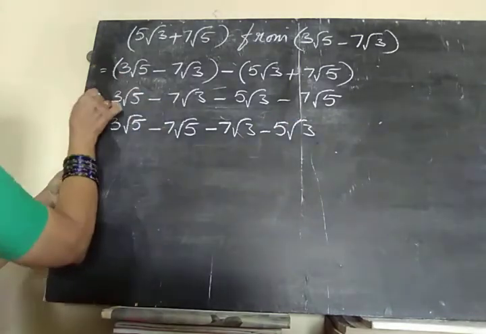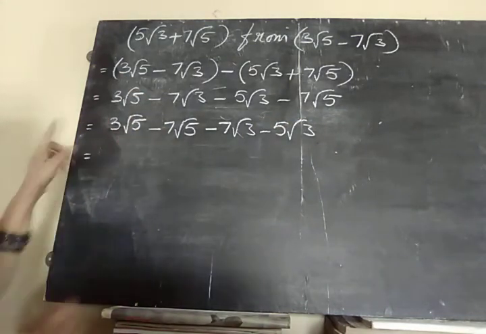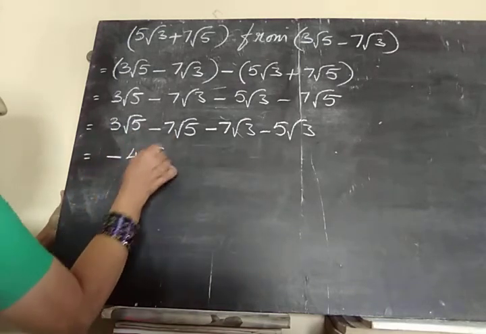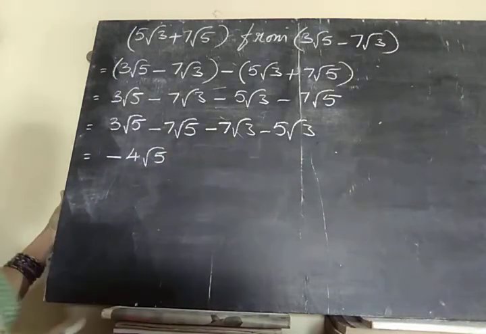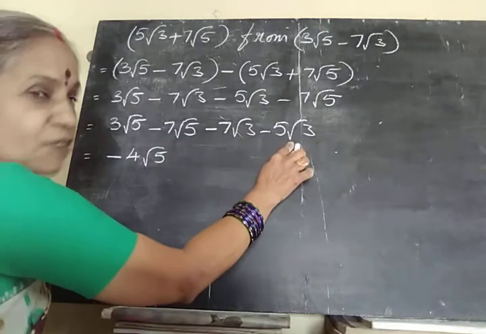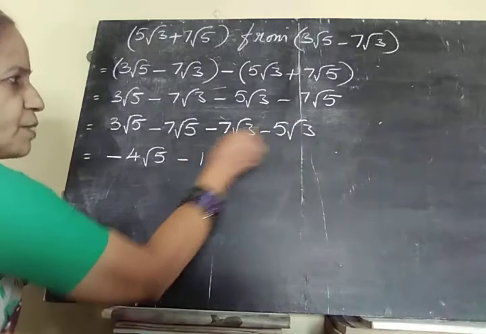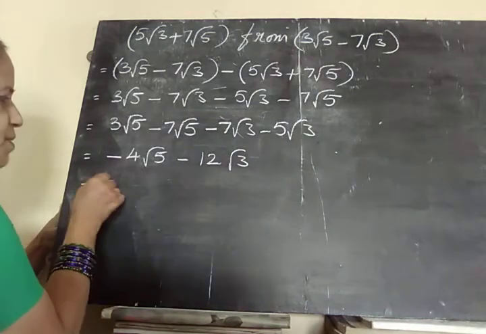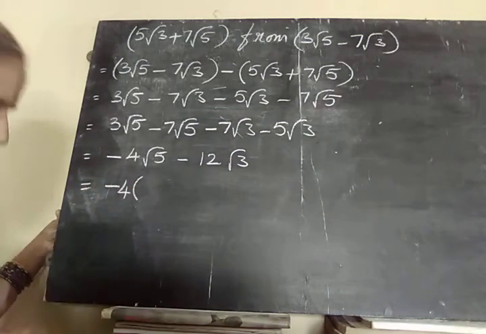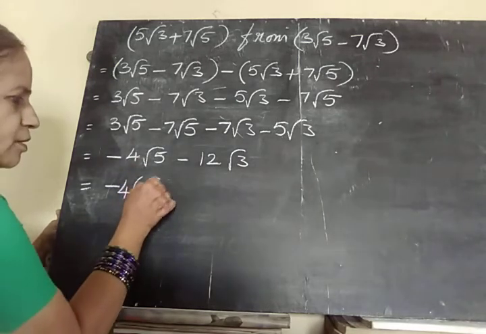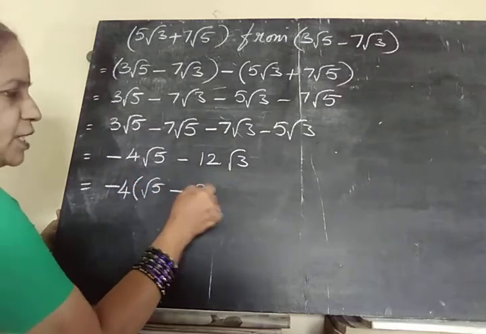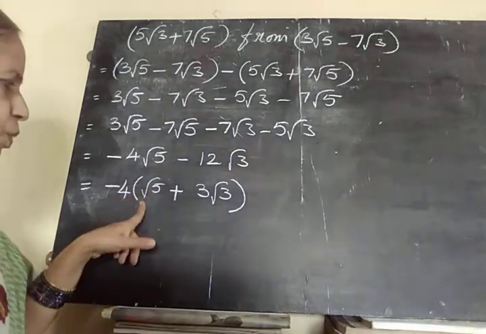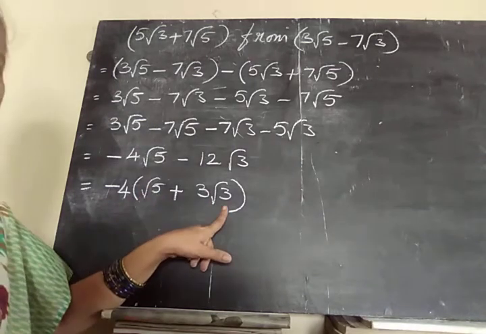Okay children. Now here 3 root 5 minus 7 root 5 becomes minus 4 root 5, minus 7 root 3 minus 5 root 3 becomes minus 12 root 3. So this becomes minus 4 root 5 minus 12 root 3. You can take minus 4 as common: minus 4 into root 5 plus 3 root 3, since 4 threes are 12. This is the final answer.